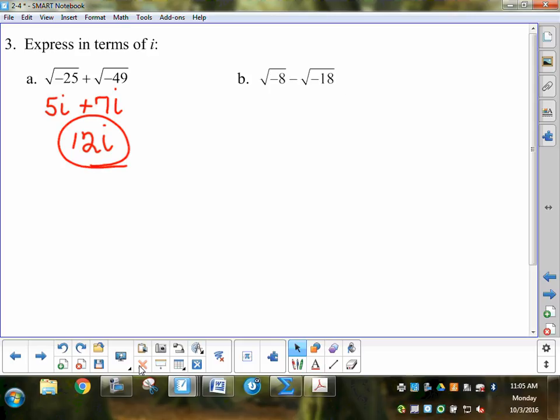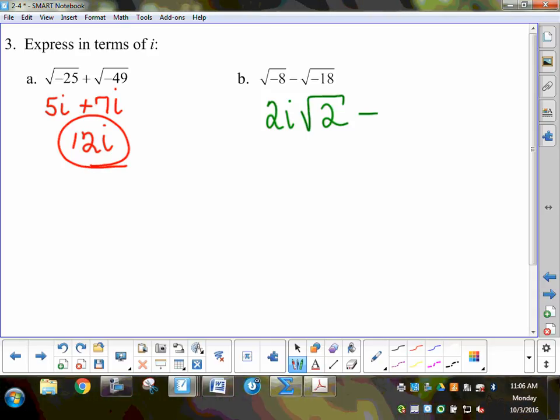Let's take a look at the b half. Ben, what do you get when you simplify down the square root of negative 8? 2i root 2 minus, what about the square root of negative 18? Anna, do you know what that would simplify down to? What are we going to do from here? Rob? So what are you going to be left with?